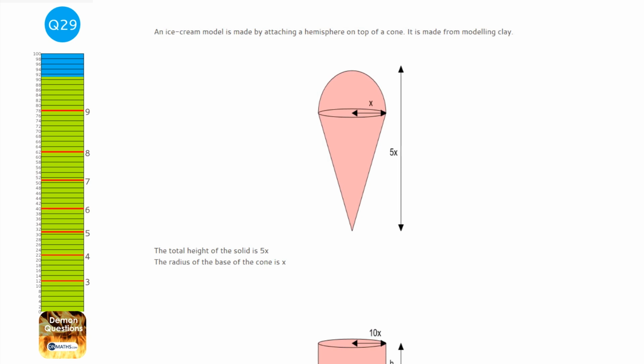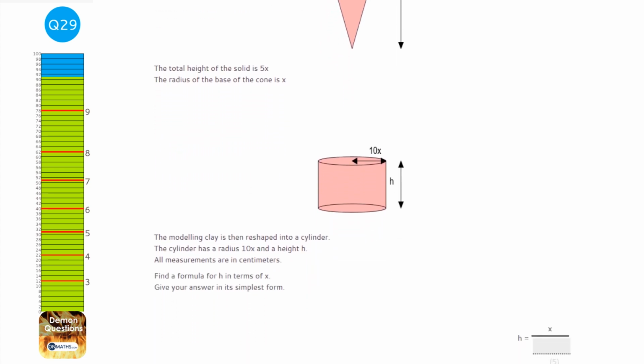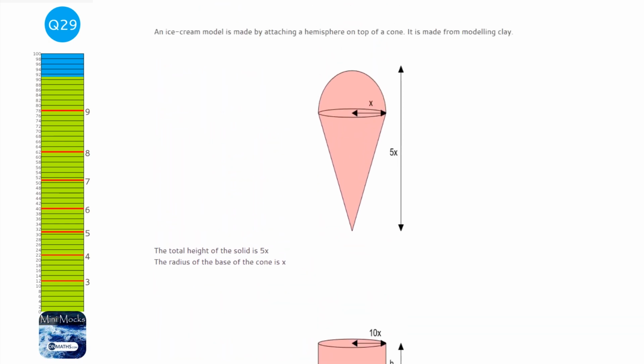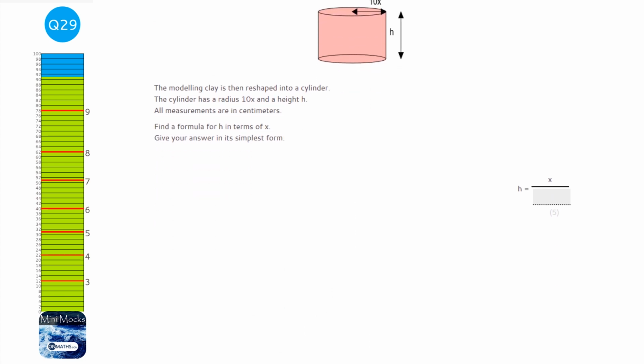Okay, so this doesn't seem like the easiest question, because there's 3 shapes going on. There's no numbers in it at all, and we're asked to find a formula. So the first place I'd start is working out, well, first of all, what are the formulas we'll need? Well, let's have a look. So we've got a hemisphere. And some of these formulas you will be given.